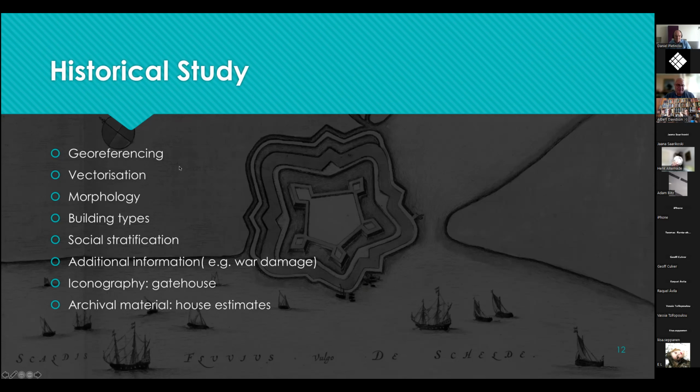We can assign building types. We can add social information, like in Lillo, this is a military building, this is a non-military building, etc. We can have additional information that we know about the building. For example, what was the type of building? For example, if this was a storage room, or this has been damaged in the war, we can add iconography to it. This is the gatehouse of the fortress, and we have a depiction of that. And we can have also text material that comes from archives, like, for example, what was the tax they paid, how many people lived there, etc., etc.